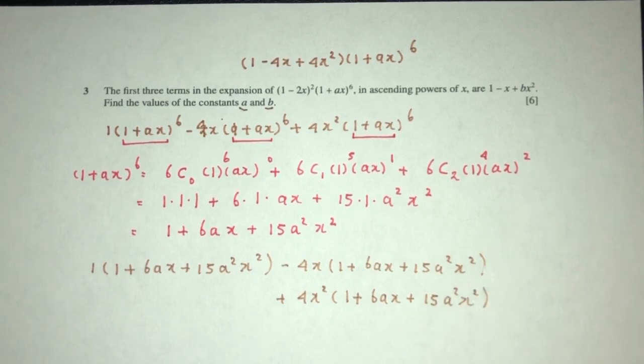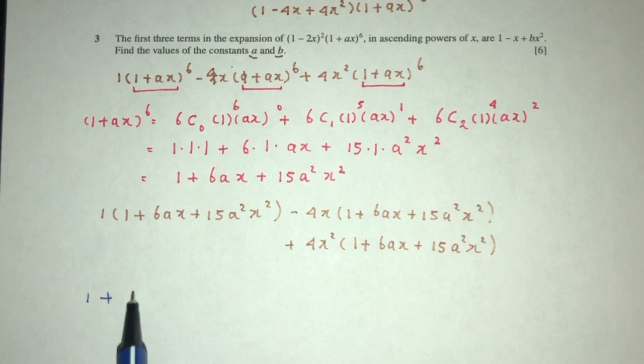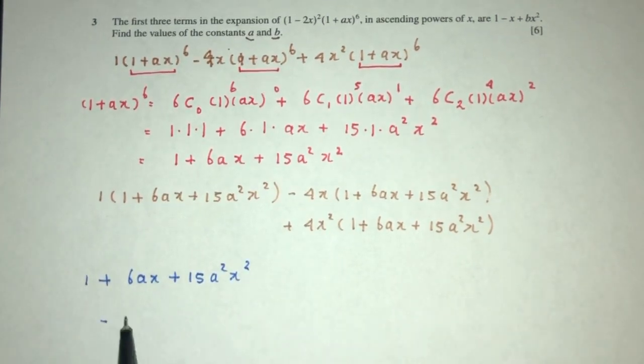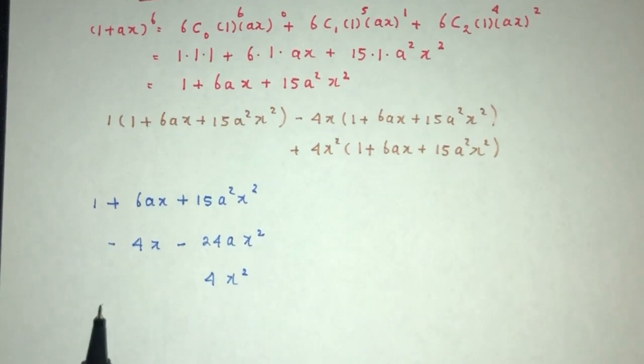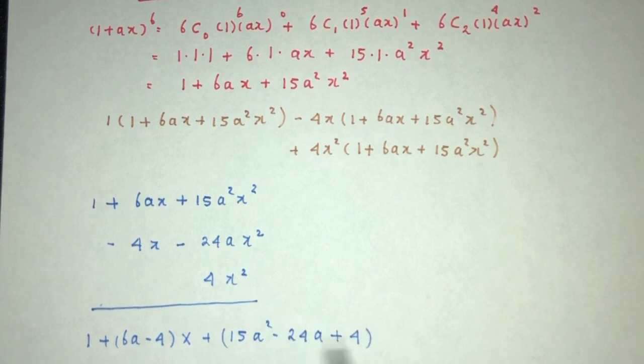Now, obviously in this expansion we only need the first 3 terms. So this one you have to multiply by all 3. You will have 1 plus 6ax plus 15a squared x squared. Here we have minus 4x, and here we have minus 24ax squared. And here we have plus 4x squared. So let's see, by combining all 3, what we have. First we have 1 here. Then we have plus (6a minus 4)x. And then here we have plus (15a squared minus 24a plus 4), and that should be x squared.